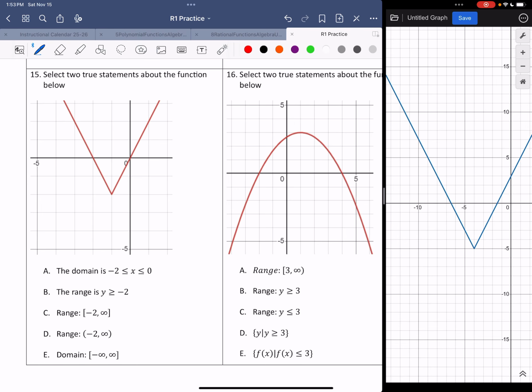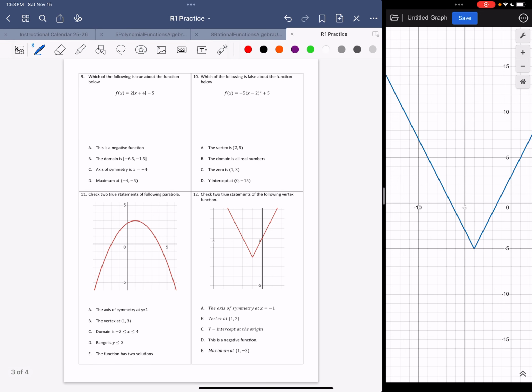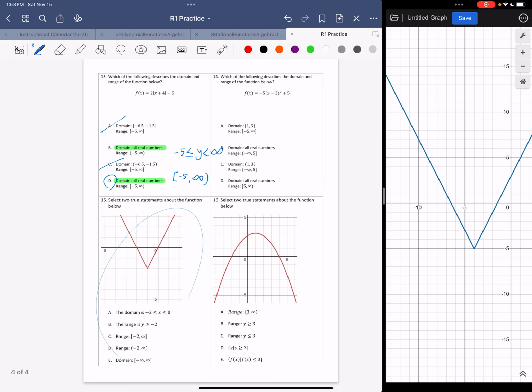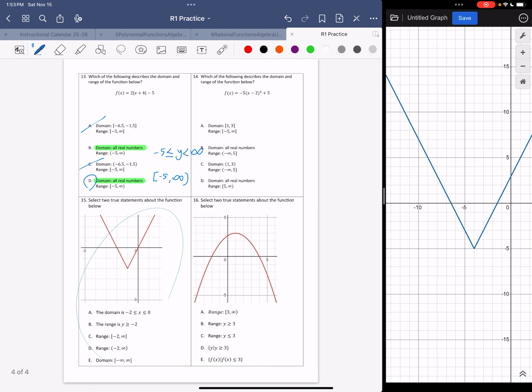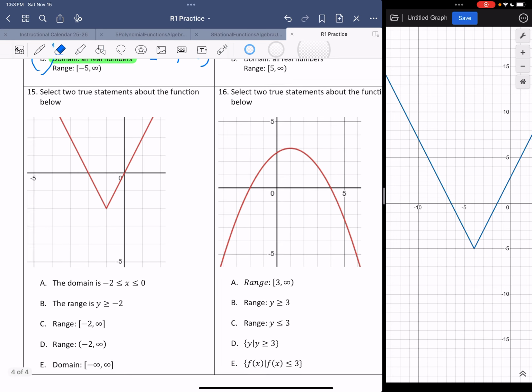So let's look at question number 15. Select 2 true statements of the function below. I hope I did not make a mistake here. Oh, actually, by looking at this one, I think I don't really have to go over this one because, yeah, we're only looking for domain and range. So let's do this one. I'm just trying to find domain and range, which one is true.